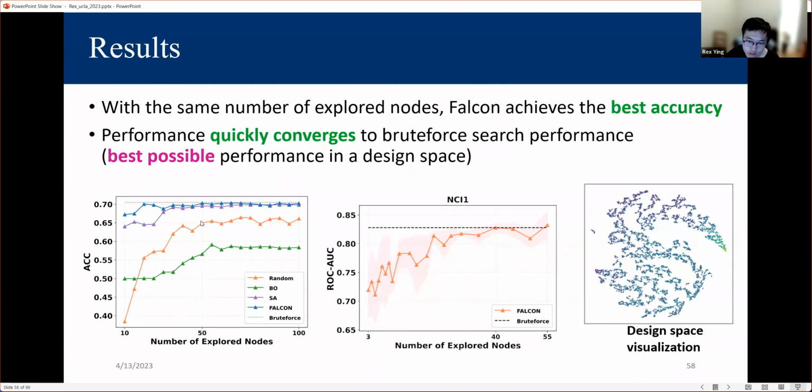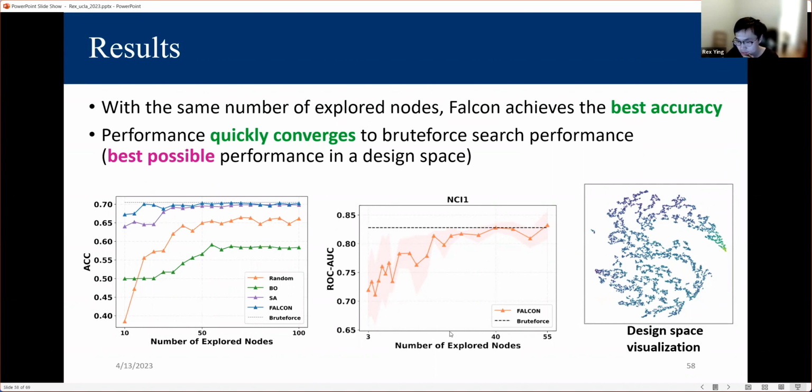So what we discover is our method usually can already achieve a very high accuracy with only 50 architectures being explored. In fact, with only 10 to 20 architectures explored, we have already achieved very high performance compared to many of the baselines, such as Bayesian optimization, random search, and simulated annealing.